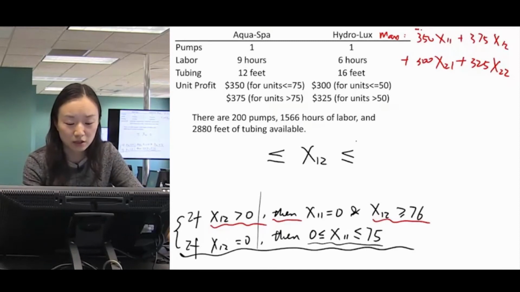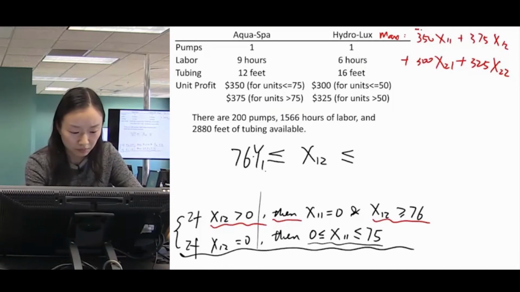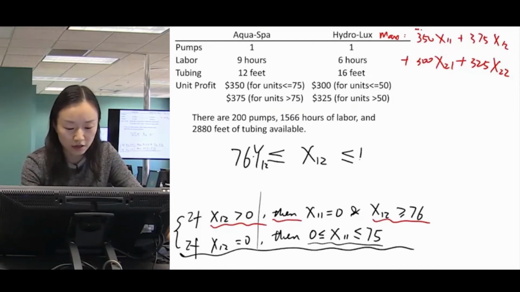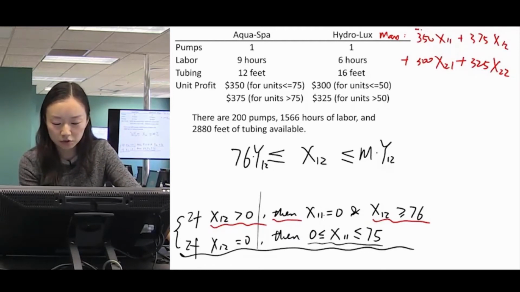Then that reminds us of the constraint. 76 is the minimum order size, so you put a y here, and less than or equal to M. We'll figure out this M value, which is not given yet, times the y12. So with that, we take care of the red highlighted part.